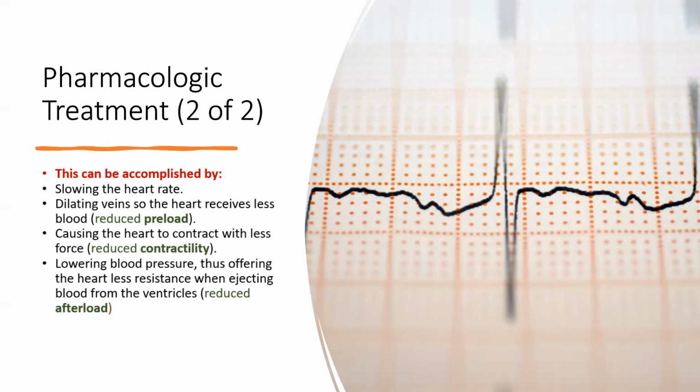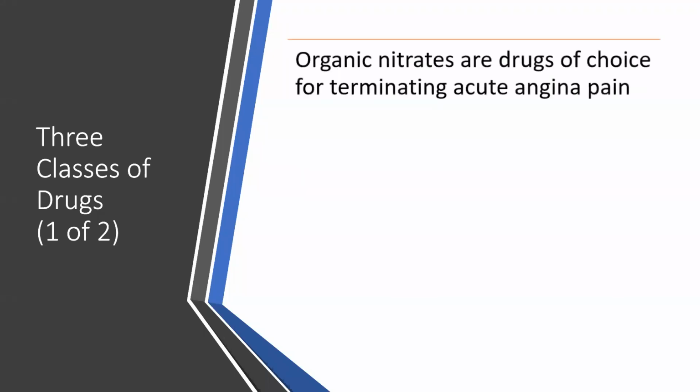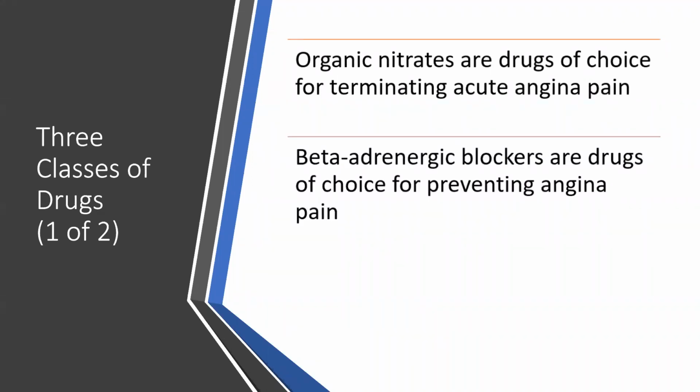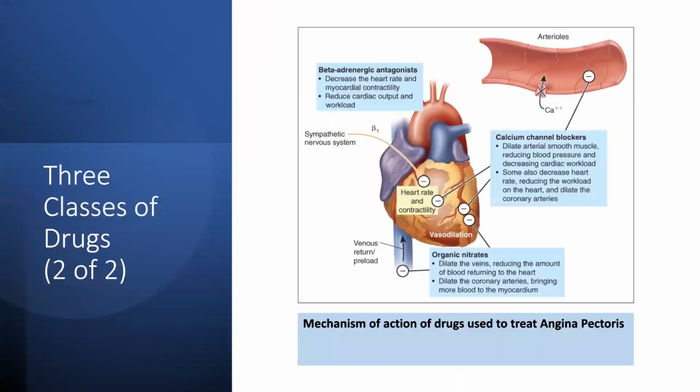So in pharmacological treatment, we will be doing three things: reducing the preload, contractility, and the afterload on the heart, and we can accomplish the goal of making a person angina-free. There are three classes of drugs that we use. Organic nitrates, which are the drug of choice for terminating acute angina pain. Then we have beta-adrenergic blockers, which are the drugs of choice for preventing angina pain. And calcium channel blockers are used when beta blockers are not well tolerated. So organic nitrates are for terminating and beta blockers are for preventing.